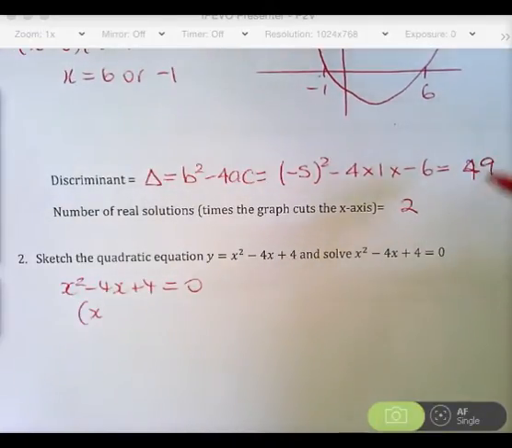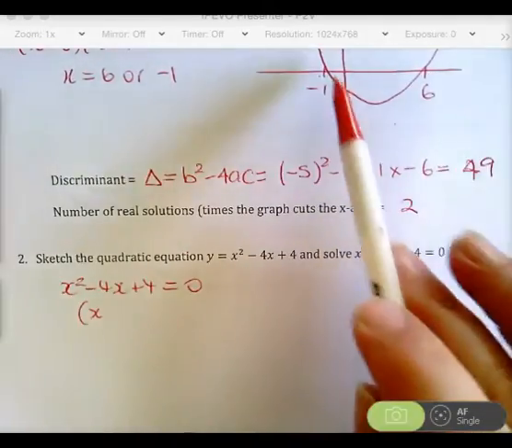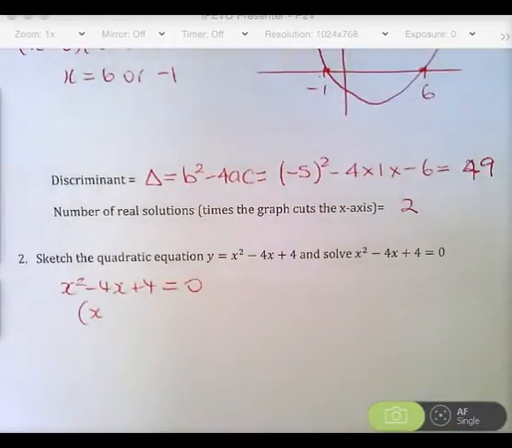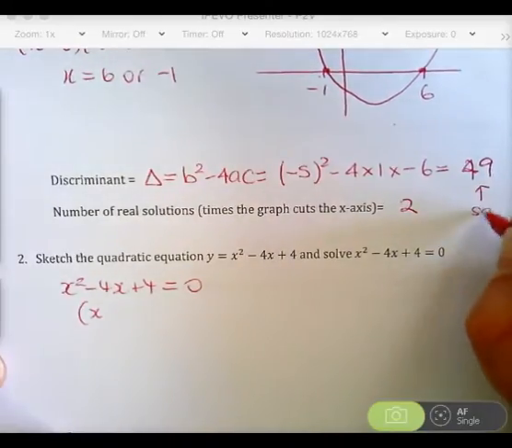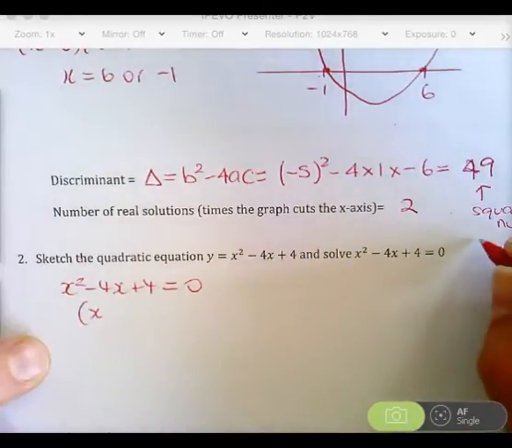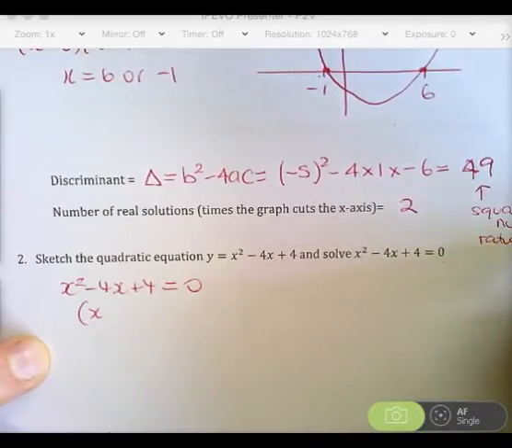49 is a perfect square, which means your roots are real. Not only are they real, they're rational. This is a square number. So therefore, it's positive, which means two real roots, and a square number means two rational roots.